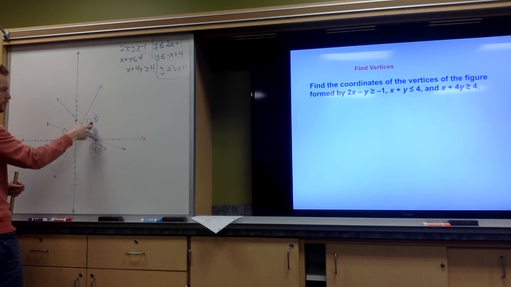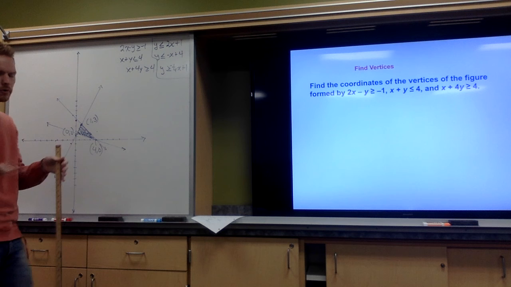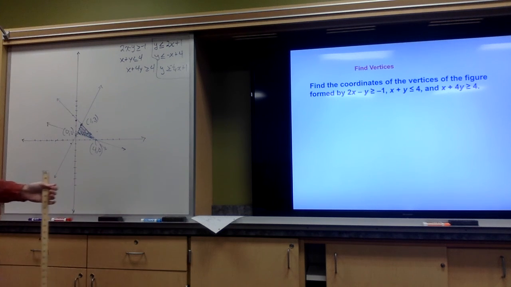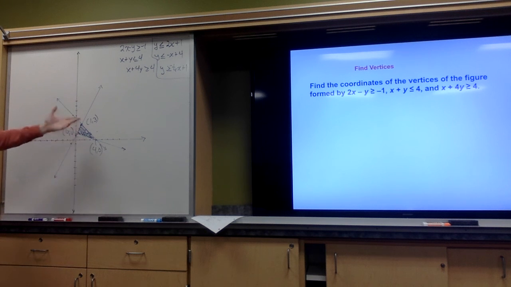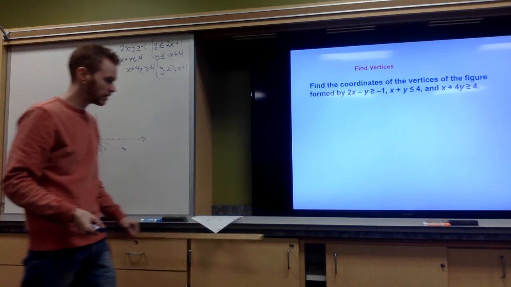So all 3 of these points are technically, we call them critical points. And we'll talk about what their purpose is in a future lesson. But for right now, you just need to know how to graph these, where they intersect at, and where the shaded region is going to be, which will be this nice little triangular piece. Okay? All right, guys, that's it.